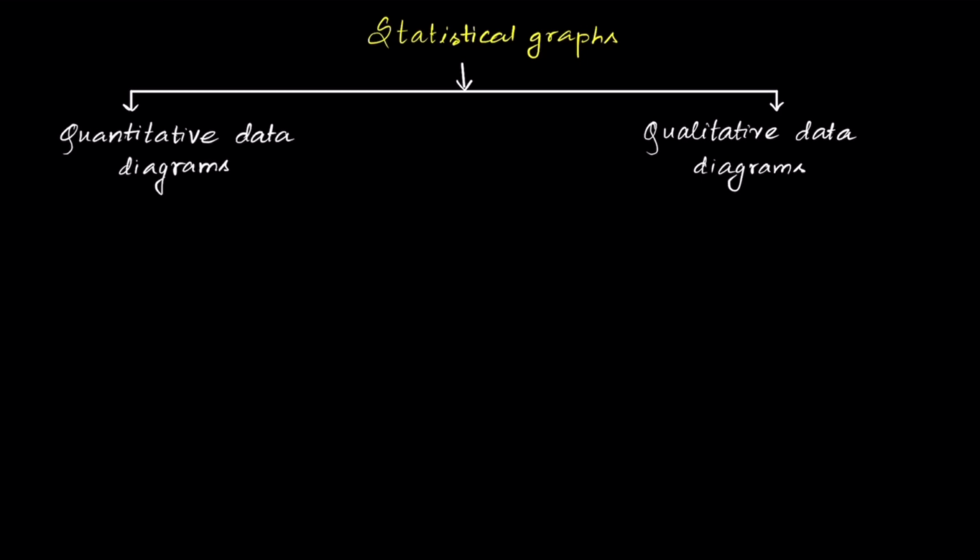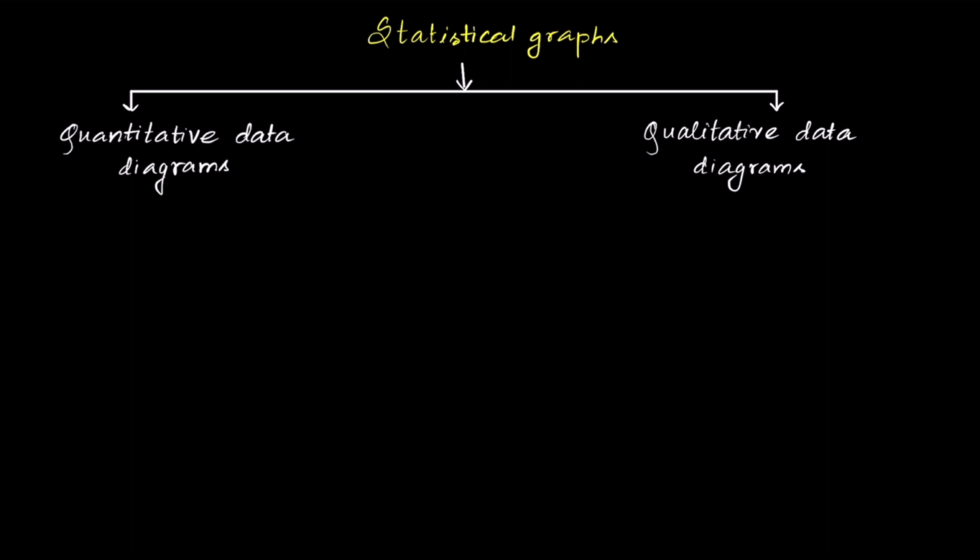Statistical graphs are the diagrams that are used to visualize statistical data. And there are two types of statistical data that need to be visualized: quantitative data and qualitative data. That's why you have separate diagrams that are used to visualize quantitative data and qualitative data.